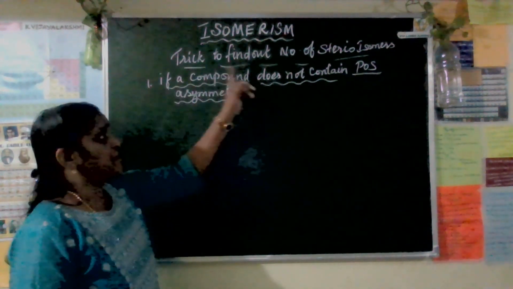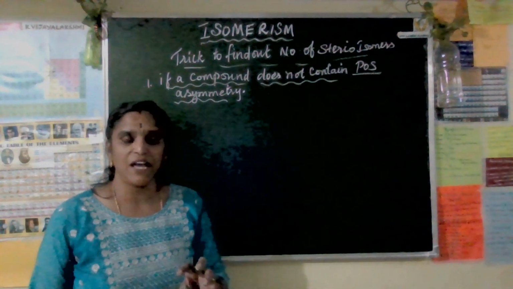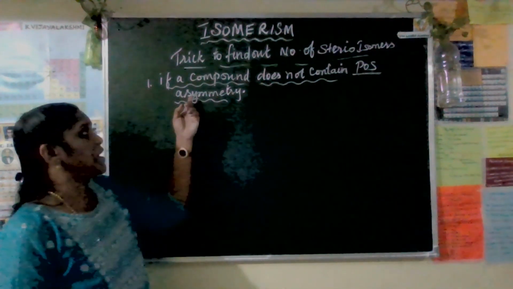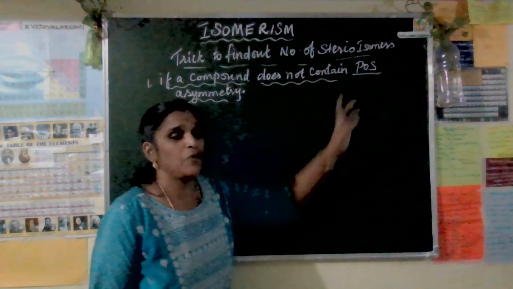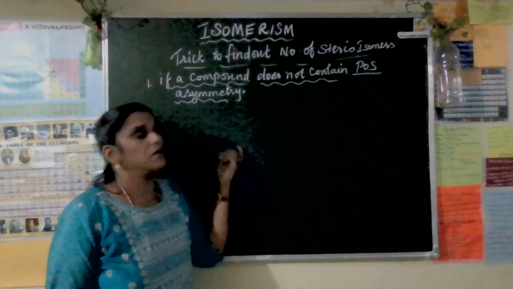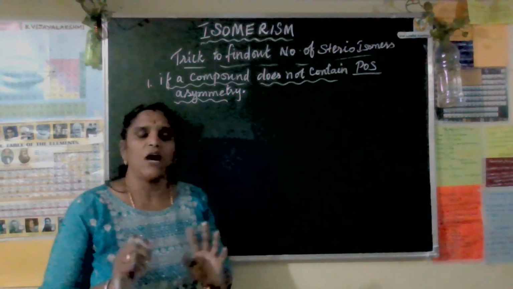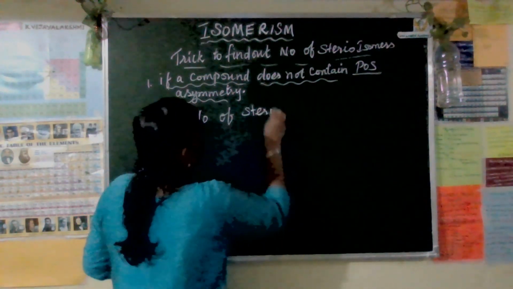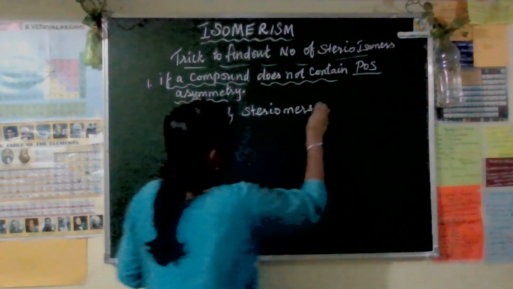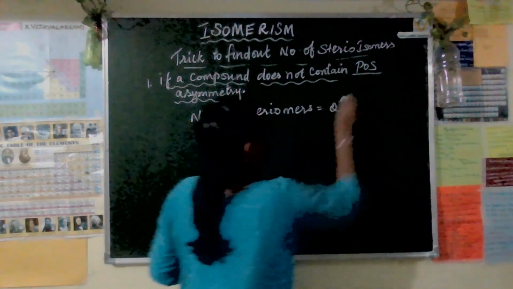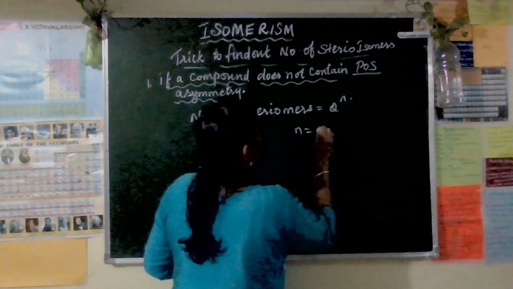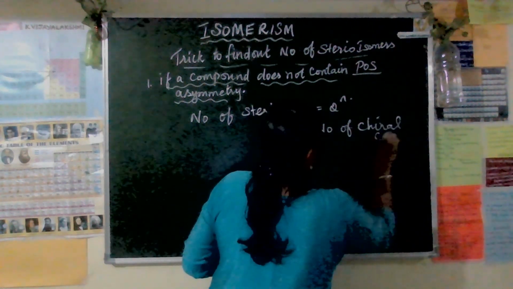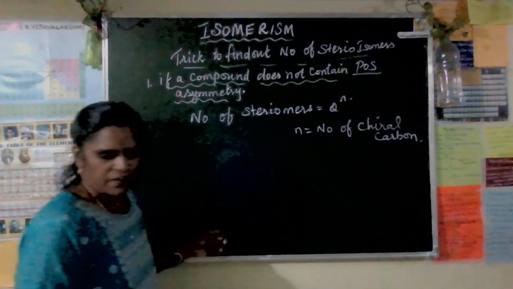Now the next important trick to find isomers. Suppose they give a compound and ask how many stereoisomers are available. There is a small trick, so let us identify it. If a compound does not contain a plane of symmetry, that means it has an asymmetric carbon, that means it's a chiral center. The number of stereoisomers, stereomers or stereoisomers both are the same, is 2 to the power of n, where n is the number of chiral carbons. You know very well what a chiral carbon is.